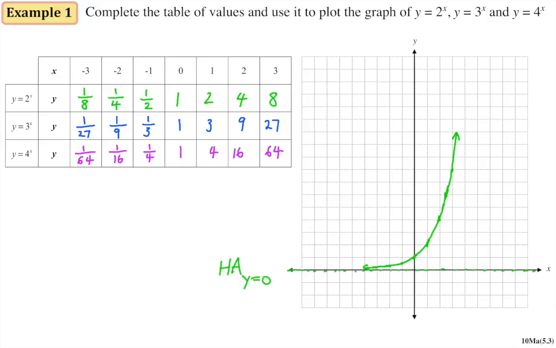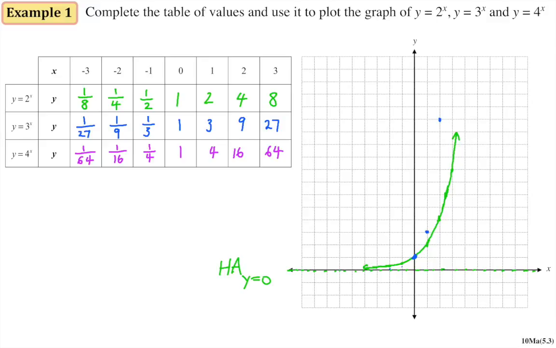So if I now look at the blue graph, go to -3, 1 on 27, that's next to impossible to draw. -2, 1/9, next to impossible again. -1, 1/3. Aha, that one's easy. 0, 1. Go out 1, up 3. Go out 2, up 9. And this point, out 3, up 27, goes off the graph.